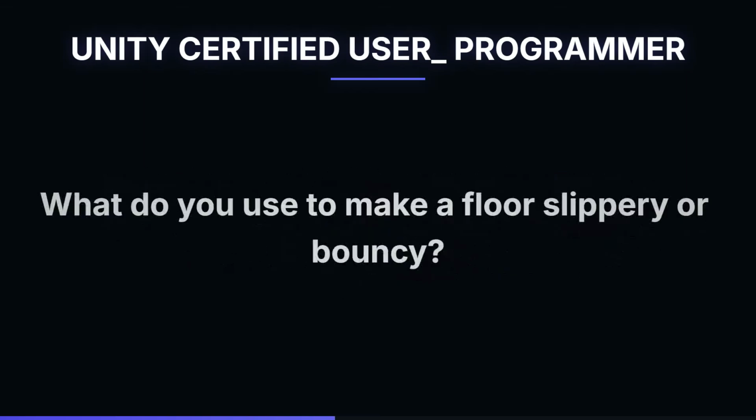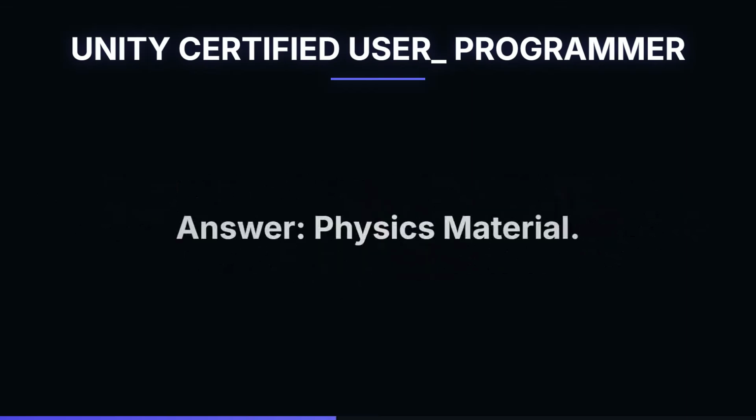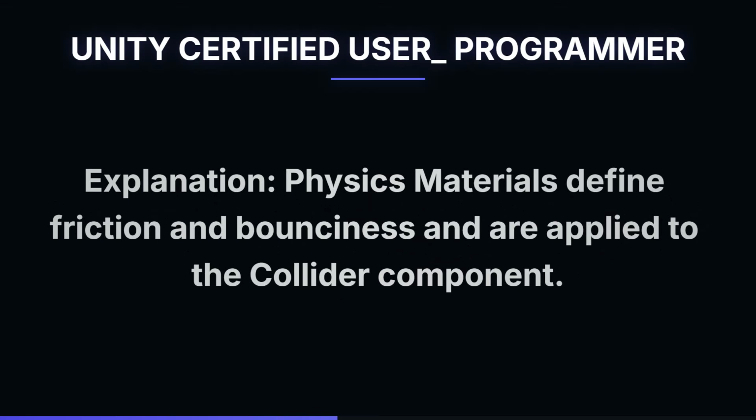5. What do you use to make a floor slippery or bouncy? Answer: Physics Material. Explanation: physics materials define friction and bounciness and are applied to the collider component.